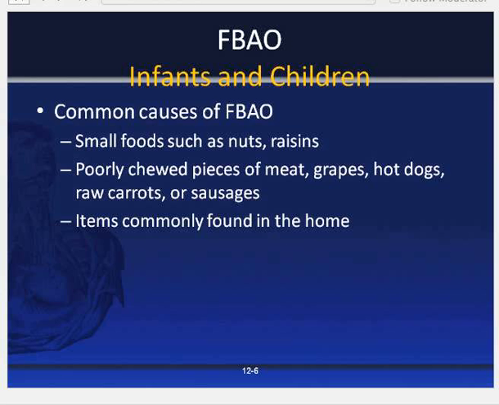Most episodes of choking in infants and children occur during eating or play. The FBAO in children is often caused by the following: small foods such as nuts, raisins, sunflower seeds, popcorn, also poorly chewed pieces of meat, grapes, hot dogs.